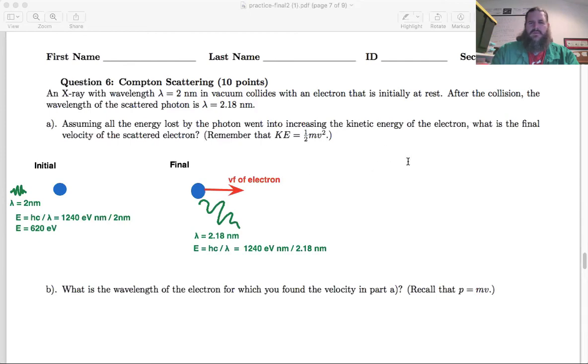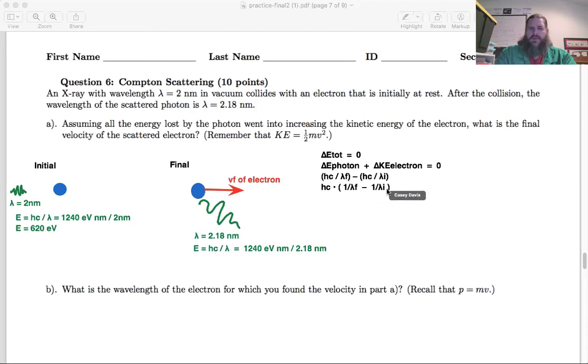HC over lambda. Right. So if we wrote out hc over lambda final minus hc over lambda initial, you could factor out the HC, but what's left is not lambda final minus lambda initial. It's 1 over lambda final minus 1 over lambda initial. So you could work this out as 1 over 2.18 minus 1 over 2, but that's not the same as 2.18 minus 2. So it's really the fact that lambda is in the denominator that means we can't just subtract lambdas.